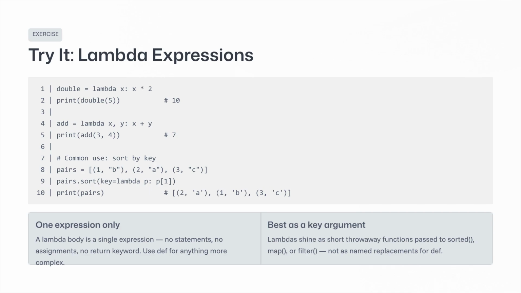Two key rules. A lambda body is a single expression. No statements, no assignments, no return keyword. Use def for anything more complex. And lambdas shine as short throwaway functions passed to sorted, map, or filter, not as named replacements for def.